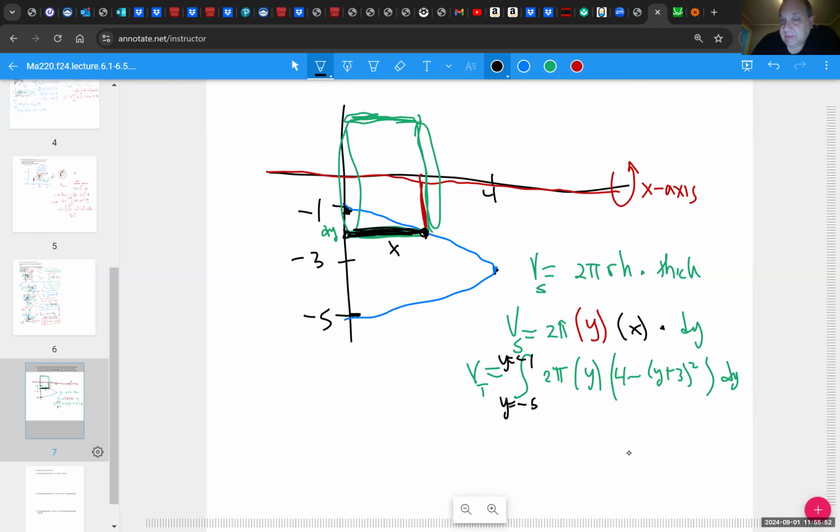All right, of course, we have to do the math. You have to square this out and combine the y's together, so there's a bunch of algebra to do. Then you have to anti-differentiate and plug in a couple numbers. You plug in -1 and you subtract them, and you plug in -5, and then you get the result.